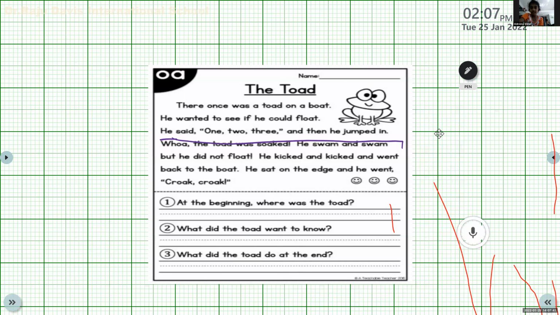There once was a toad on a boat. He wanted to see if he could float. He said 1, 2, 3. And then he jumped in. Oh, good. Rayan. Thank you, ma'am. You're welcome. Rayan Edric. Can you hear me?